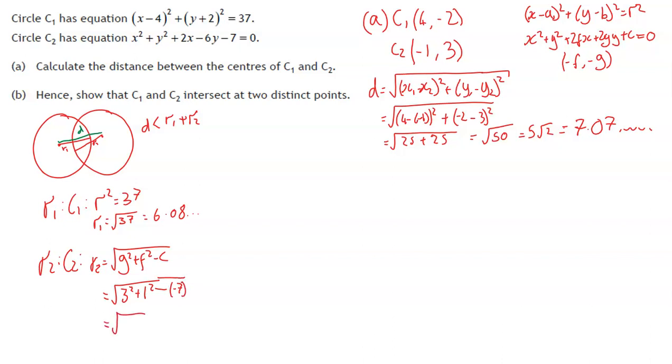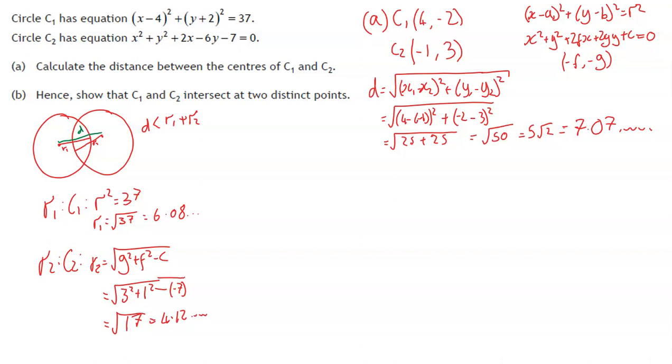So 3 squared is 9, 1 squared is 1, so that's 10. Then it's minus minus 7, minus minus becomes a plus. So it's 10 plus 7, so that's equal to the square root of 17. Now if I calculate the square root of 17, I get 4.12, and then again it continues on.